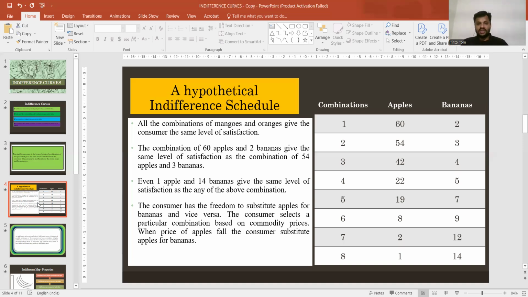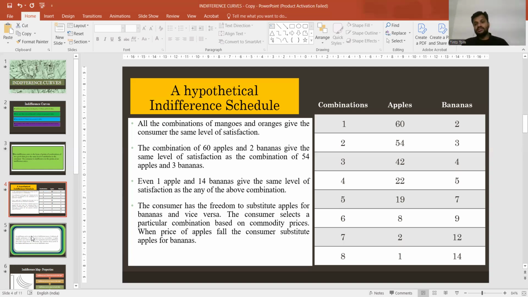So what we are trying to say with the help of the indifference curve is that whatever may be the combination of goods, the consumer is getting the same level of satisfaction on the indifference curve. The consumer has the freedom to substitute apple for banana and vice versa, according to the particular scenario or situation. The consumer selects a particular combination based on that particular fruit's price. When the price of apple falls, the consumer substitutes apple for banana. So in that way, they can manage.